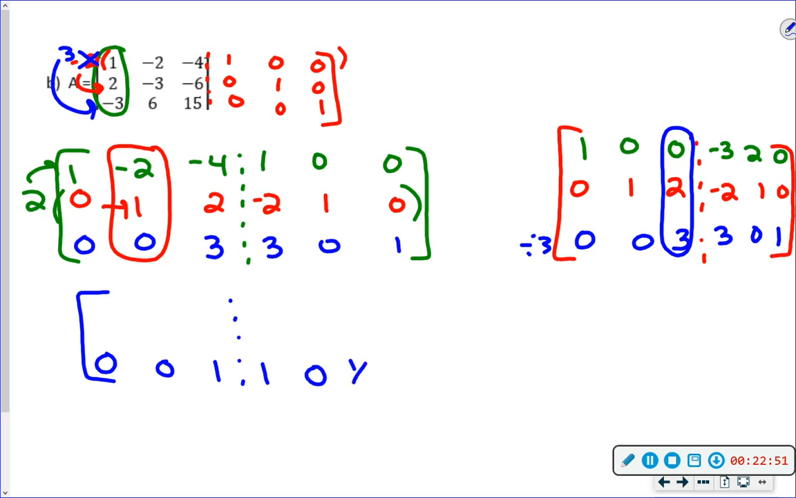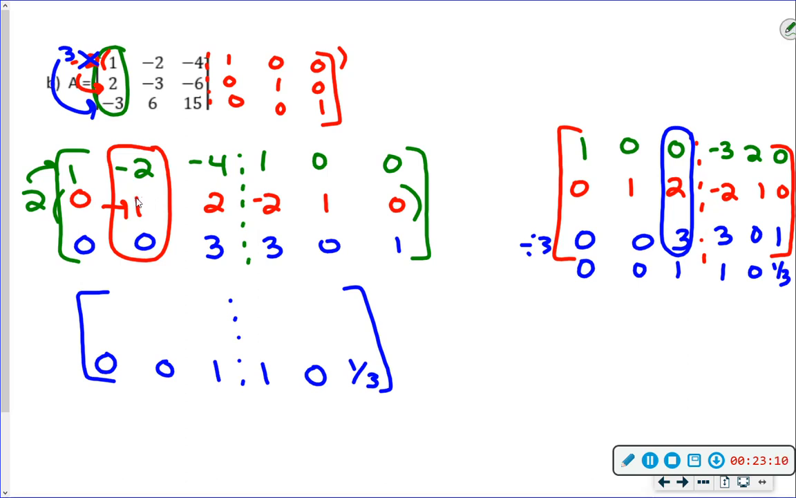One-third. And again, I rewrote it all nice and pretty. You don't have to. You could have just changed them here if you wanted to. Okay. Let's get rid of the, now, I like it. Let's do the green 2.